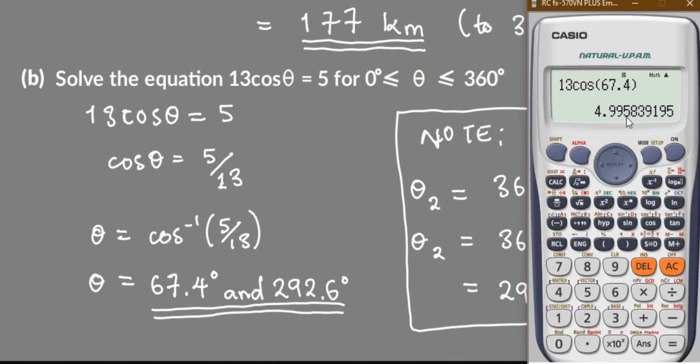You try it also with the other angle that you've gotten. So 13 cosine 292.6. You can see our answer there is still very close to 5. This is a simple thing that you can do to always know if you've gotten such questions wrong.